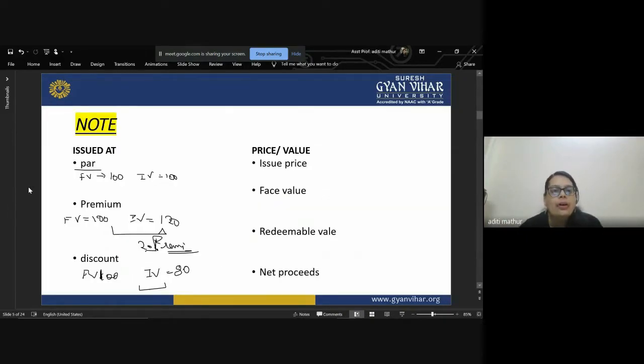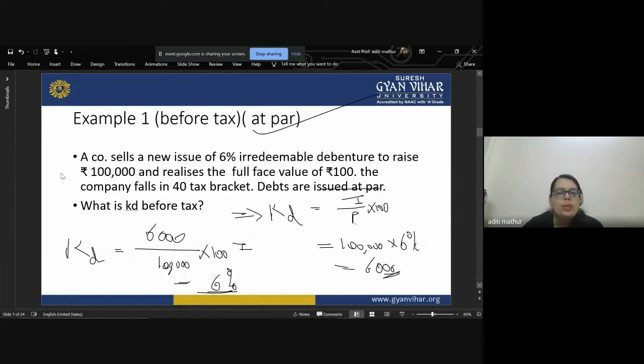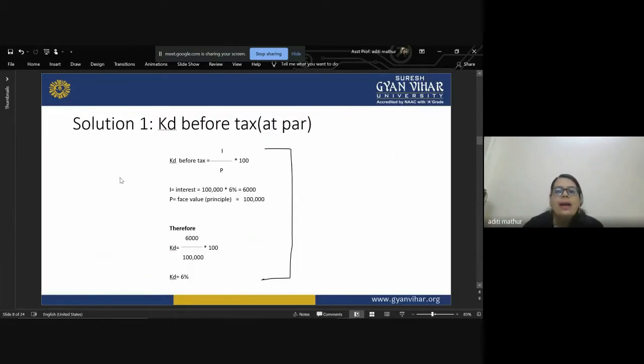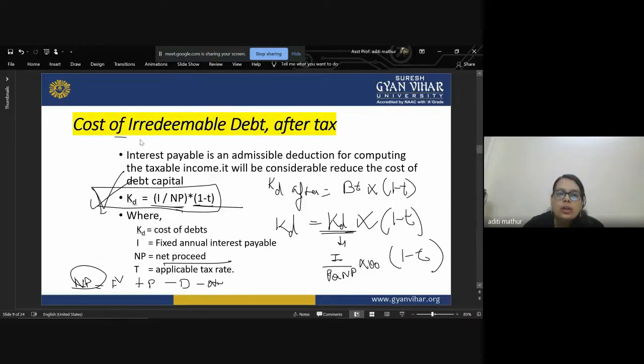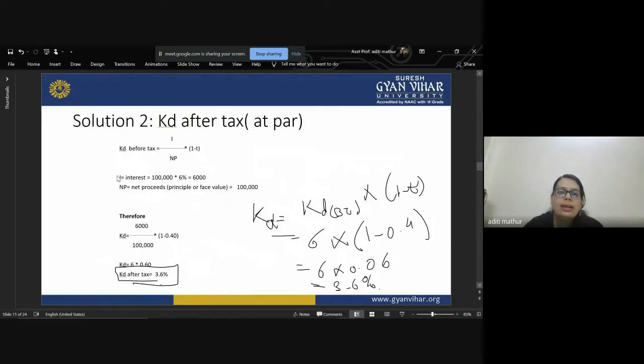The formula for the cost of irredeemable debentures before tax is I divided by P into 100. It can be NP also. It depends on the question whether it is premium, discount or par. This was one of the questions that we solved. Then the cost of irredeemable debentures after tax is I divided by NP into 1 minus T, the question which we solved.